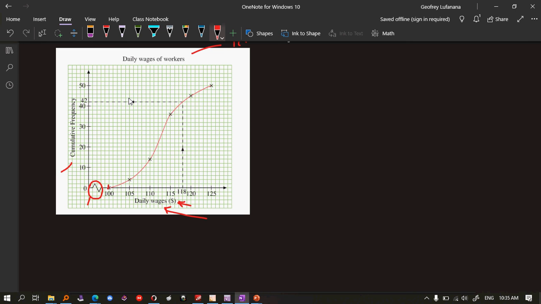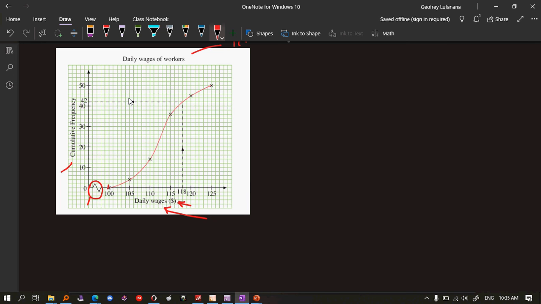Then, like we said earlier, the graph has to be in an S shape. That's how a cumulative frequency graph looks.